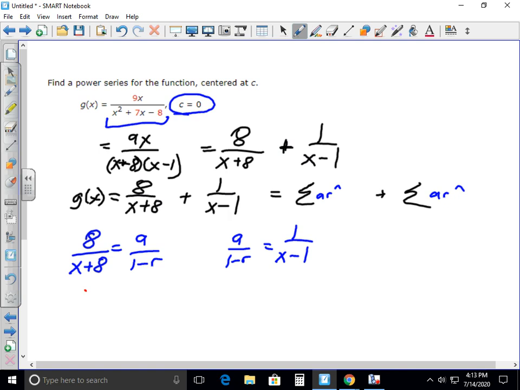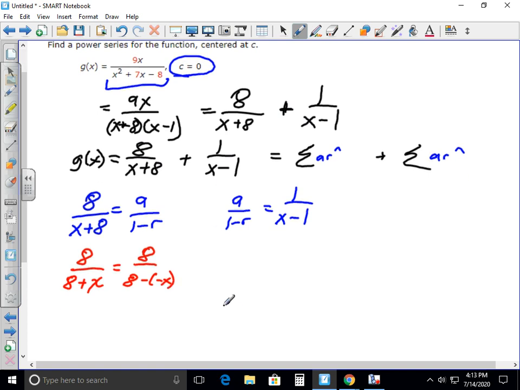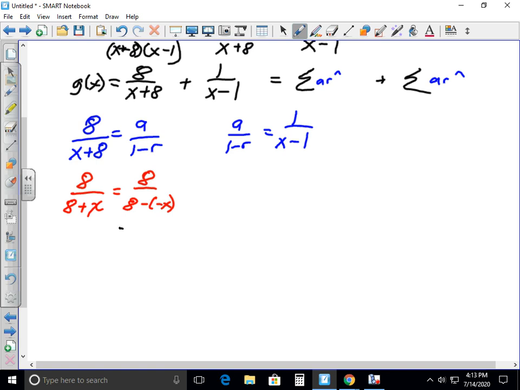So on the bottom, for the first one, let's move the 8 out front. Let's rewrite that as 8 minus negative x, and then divide top and bottom by 8. If we divide top and bottom by 8, we'll get 1 over 1 minus negative x over 8.